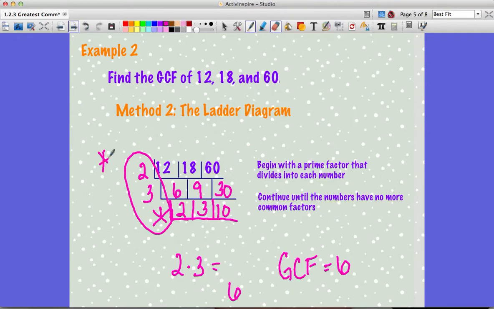But the important thing here is these have to be prime. These outside numbers that you divide by have to be prime. If they're not prime, you're going to come up with an incorrect answer.